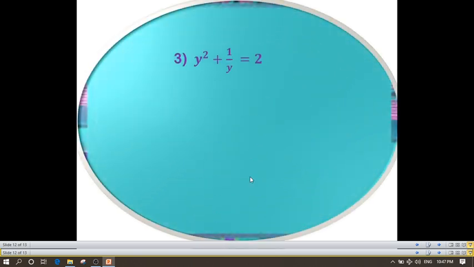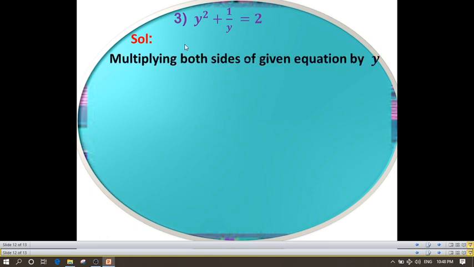Now consider the third equation. y square plus 1 upon y is equal to 2. या ठिकाणी प्रथम दर्शनी हे इक्वेशन क्वाड्रॅटिक इक्वेशन आहे असे वाटते, but if you multiply both sides of given equation by y, we have y square into y plus 1 upon y into y is equal to 2 into y. We have y cancel, y square into y, we get y cube plus 1 is equal to 2y.